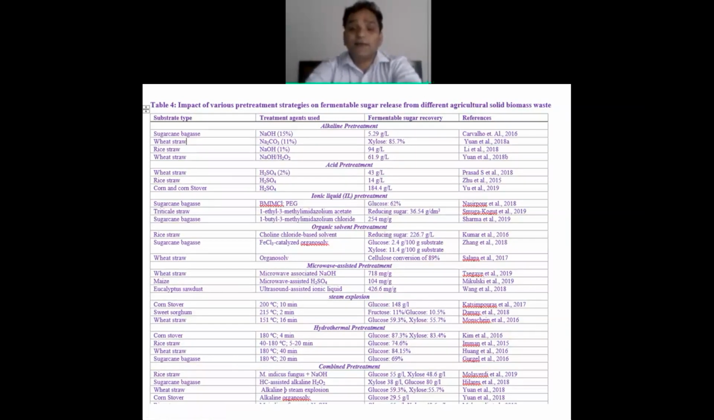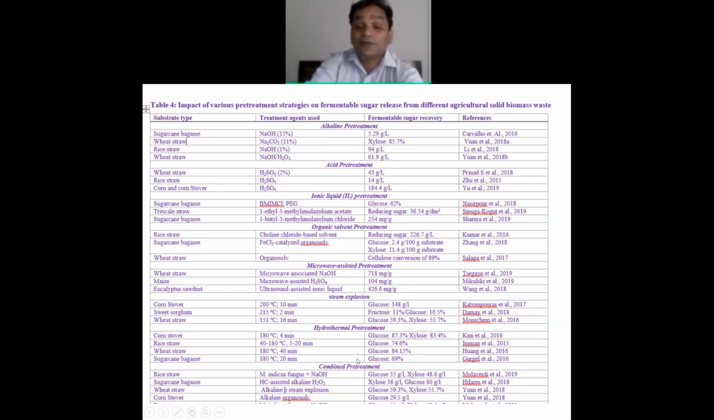Another data which says different types of raw material with different types of pre-treatment. As I have told you, a whole lot of pre-treatment strategies have been devised to get the maximum level of sugar. Sugar is a primary requirement, so the whole story revolves around sugar obtained. But sugar comes with different inhibitor molecules as well when we apply different pre-treatment processes like sodium hydroxide, sodium bicarbonate, and sulfuric acid. So acid, alkaline, ionic liquid, organic solvent, microwave assisted, steam, hydrothermal, and combined.